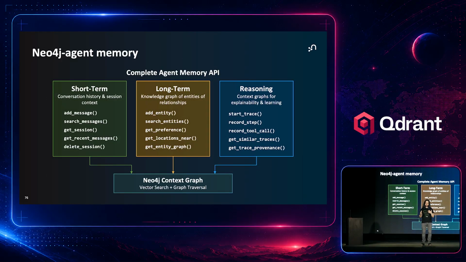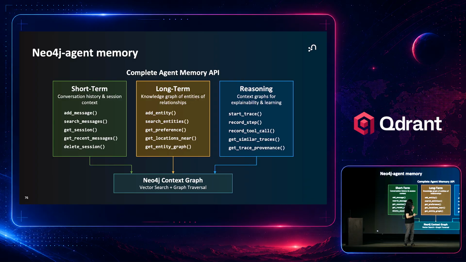And we have an open source project which we did to demonstrate this, the Neo4j agent memory. What it does is it takes the short-term memory, the long-term memory, and the reasoning memory, and puts them together in a simple API where now you can put this into a context graph, encode all this information, and then pull back more insights from it.